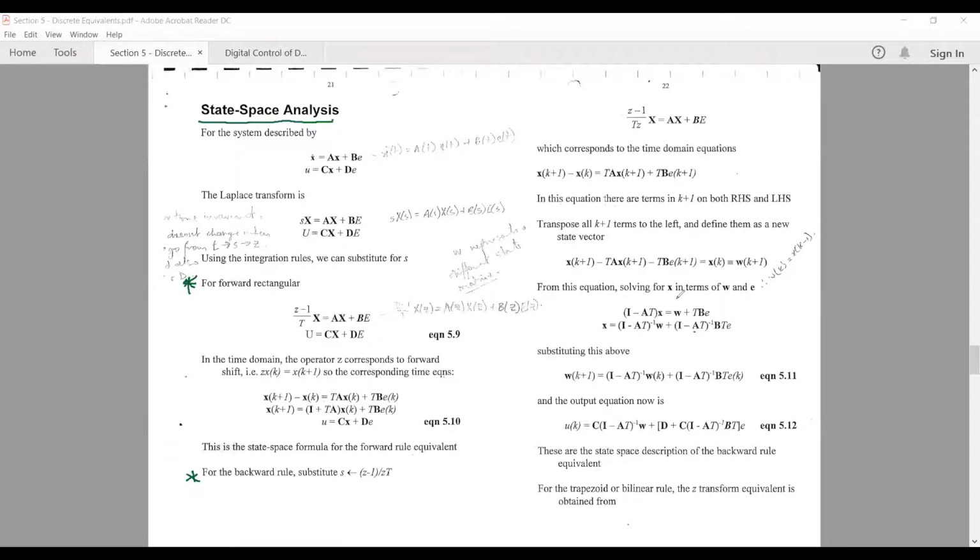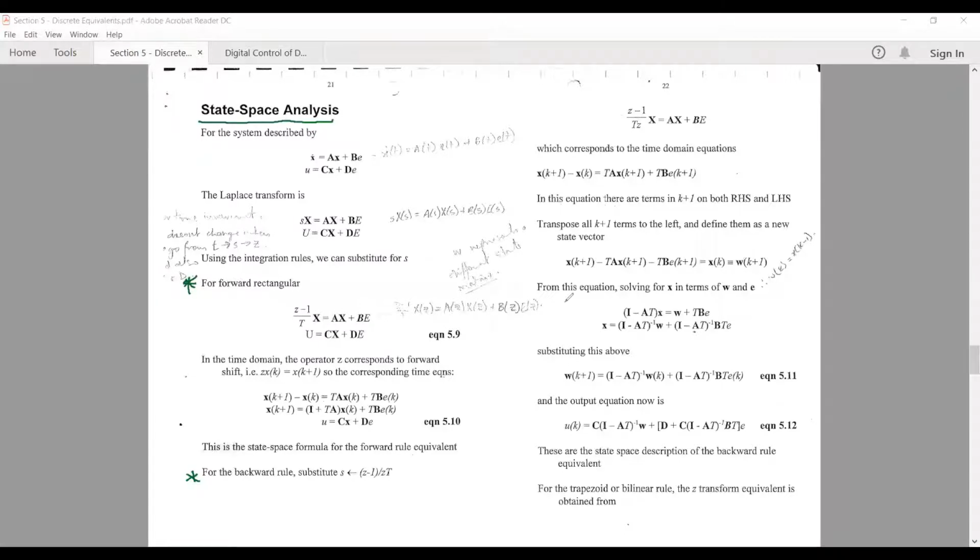Now from this equation we can solve for x in terms of w and e. So x of k plus 1 minus T times A x of k plus 1 minus T times B e of k plus 1 is essentially equal to w of k plus 1. Since all the terms are in terms of k plus 1, we can just substitute k minus 1 in place of k, and all of the terms will become x of k minus T times A x of k minus T times B e of k is equal to w of k.